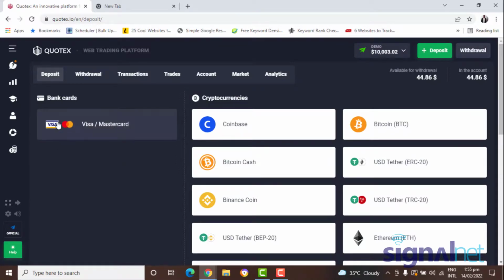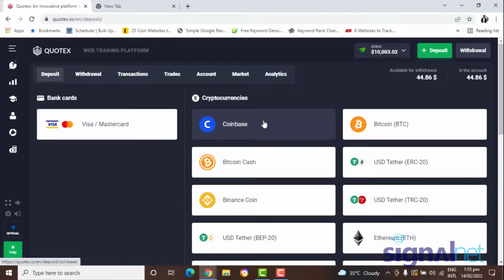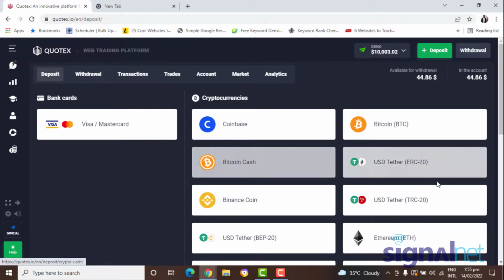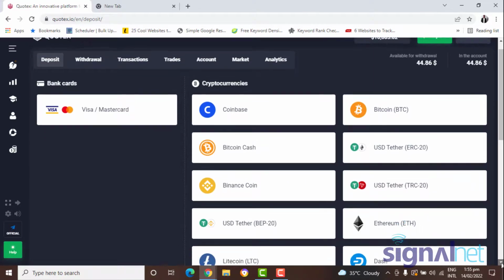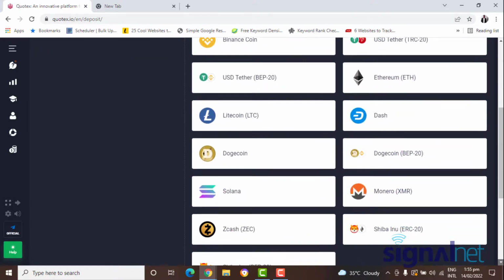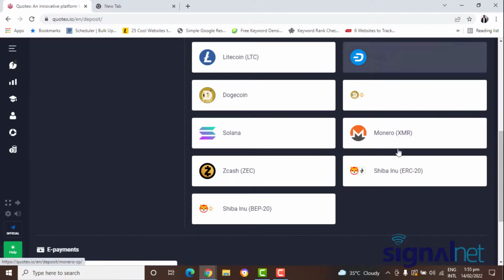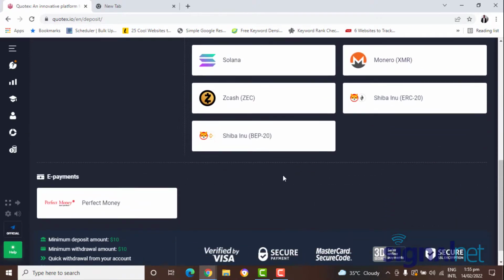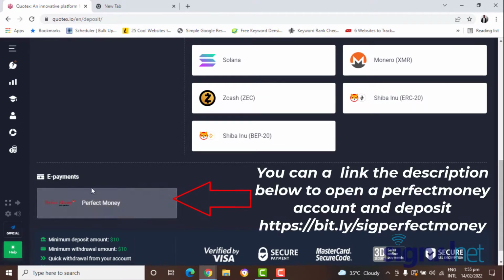I can use my Visa, MasterCard to deposit, or I can use Coinbase for cryptocurrencies. I can just deposit Bitcoin directly from my Bitcoin wallet. There's Bitcoin Cash option and other Ethereum, Ether, Bitcoin, Litecoin, Dash. The wonderful thing about this broker is that it has many options, several options. Then we have the e-wallets also. In this case, the e-wallet they have is Perfect Money.